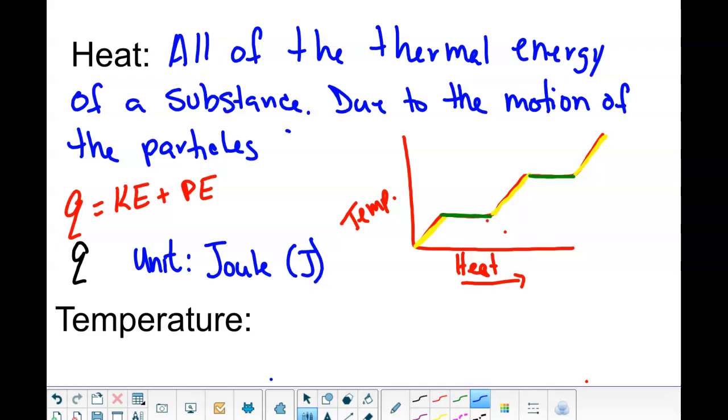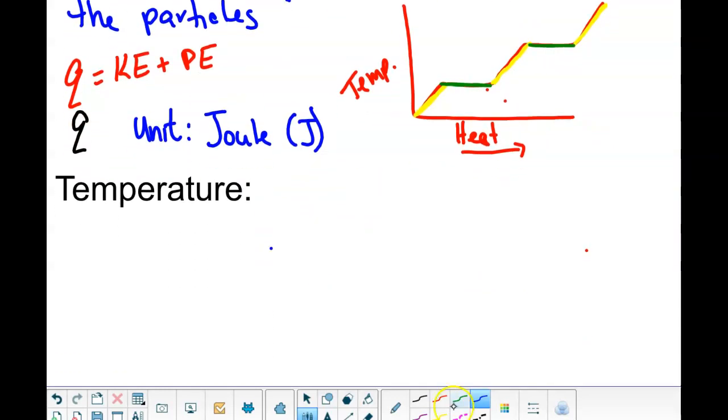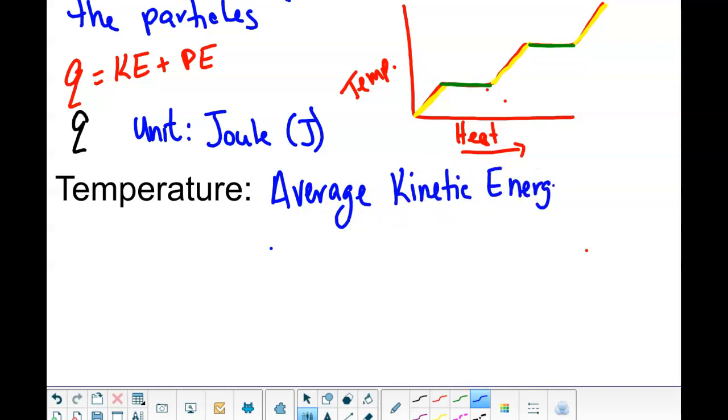All right, so how is that different from temperature? Temperature is a measurement of the average kinetic energy of a substance. So, while heat is the kinetic energy plus the potential energy, temperature is just the kinetic energy. And this is due to the speed of the particles.